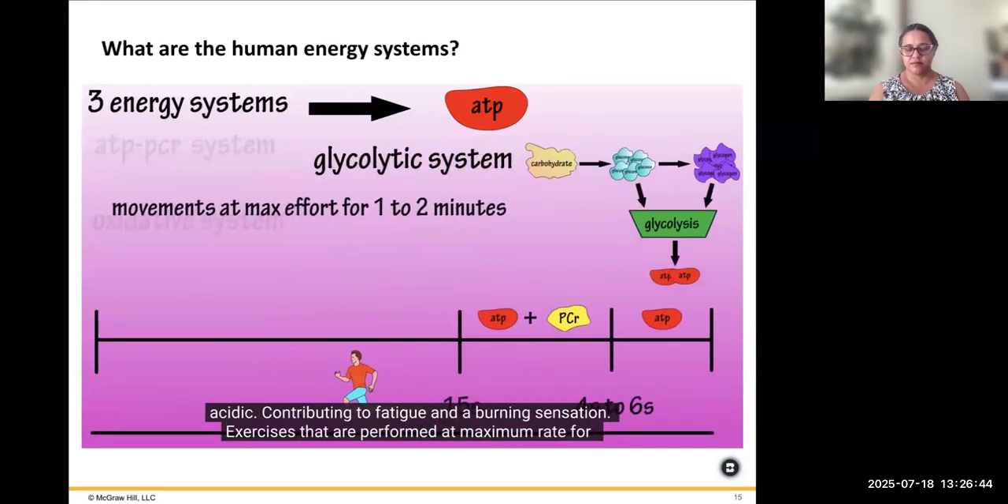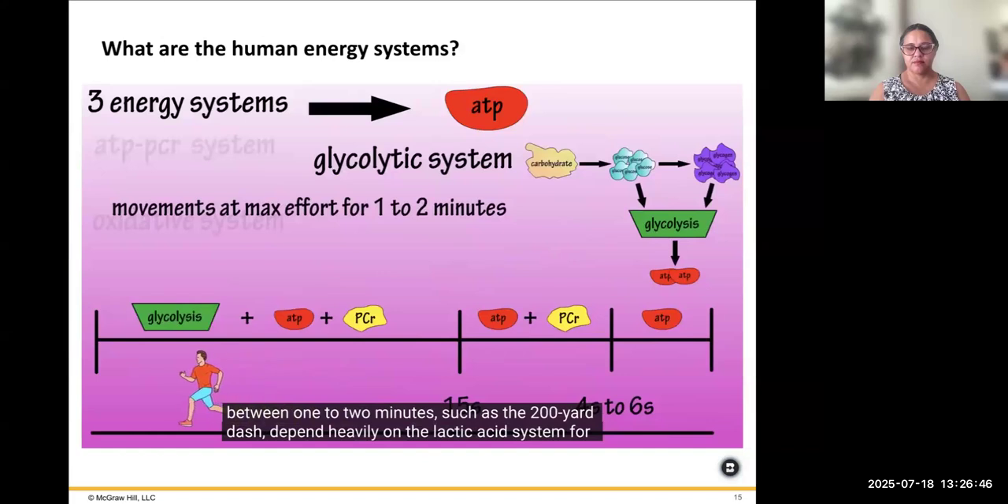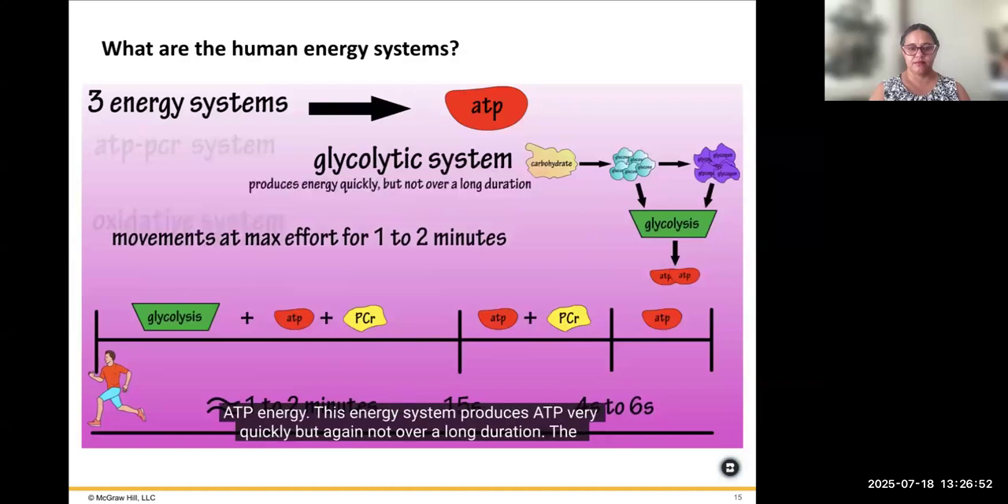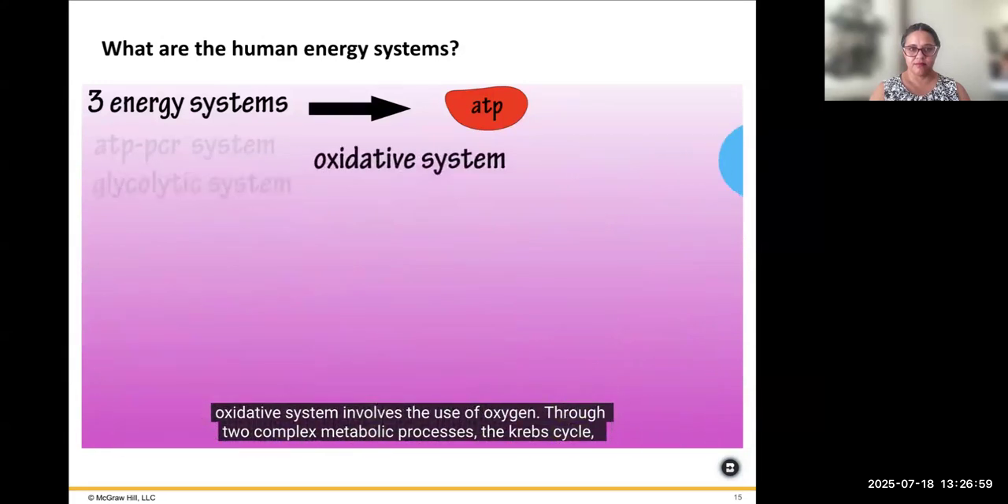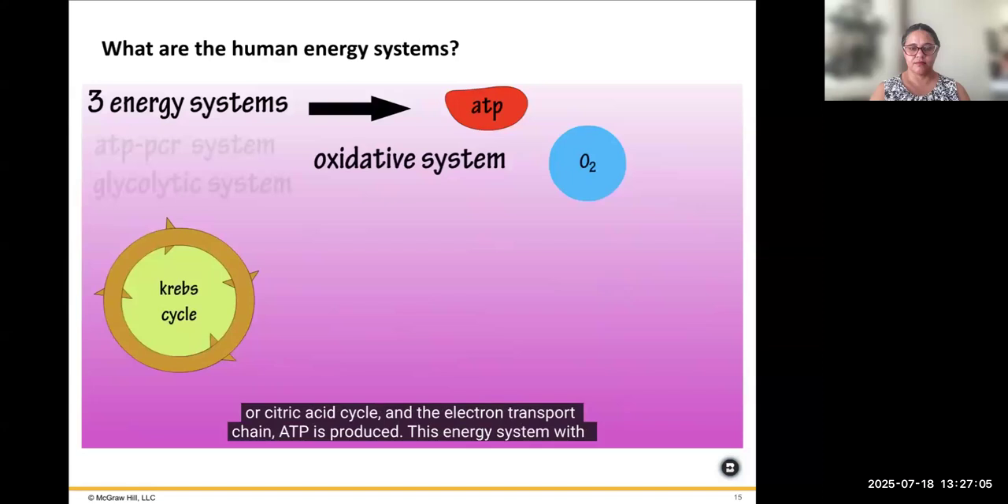Exercises that are performed at maximum rates for between 1 to 2 minutes, such as a 200-yard dash, depend heavily on the lactic acid system for ATP energy. This energy system produces ATP very quickly, but again, not over a long duration. The oxidative system involves the use of oxygen. Through two complex metabolic processes, the Krebs cycle, or citric acid cycle, and the electron transport chain, ATP is produced.